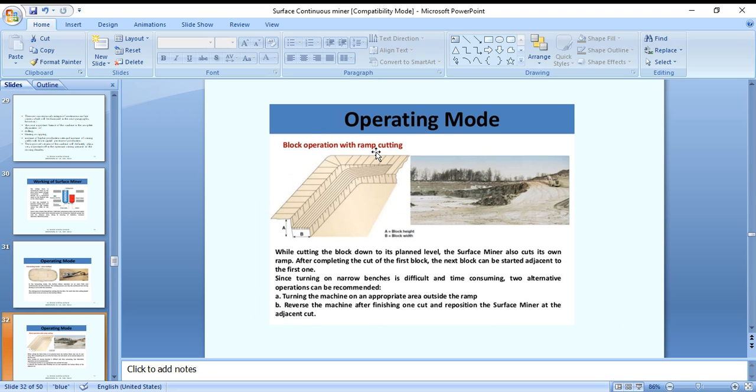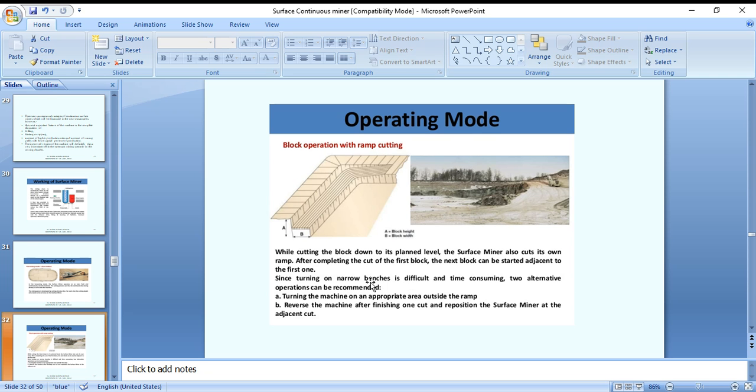See how the cutting operating mode works: a block operation with ramp cutting. While cutting the block down to its planned level, the surface miner also cuts its own ramp. After completing the cut of the first block, the next block can be started adjacent to the first one.